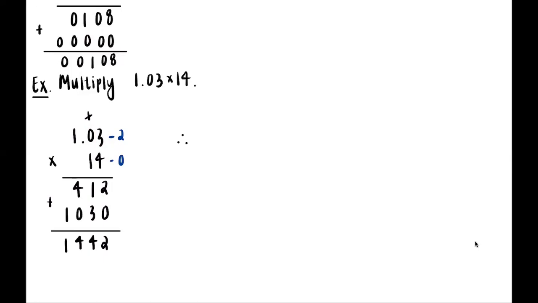Well, that means in our final answer, if we're currently dealing with 1,442, well, we start at the end and move our way 2 decimal places. So here we can see the final answer is 14.42.